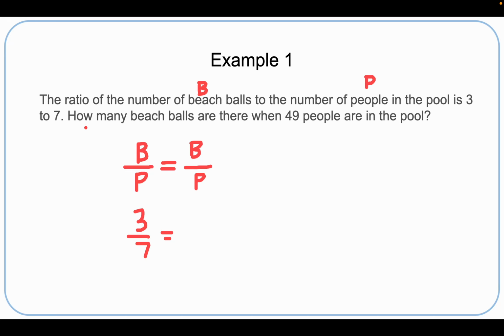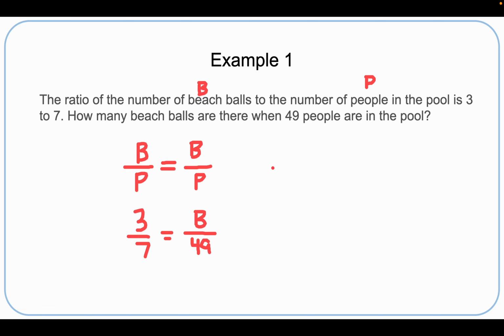And then our question says, how many beach balls are there when 49 people are in the pool? So we know that 49 people are in there. So we want to put the 49 in the denominator for people. And then the one thing that we don't know, what we're trying to find, is how many beach balls. So we'll put B there. And now we can cross multiply as we've done before to solve.